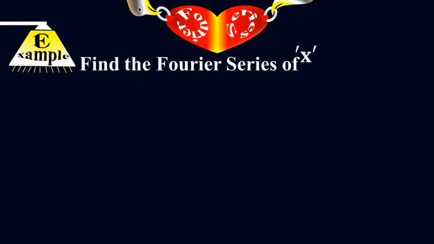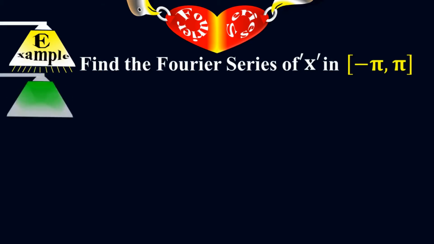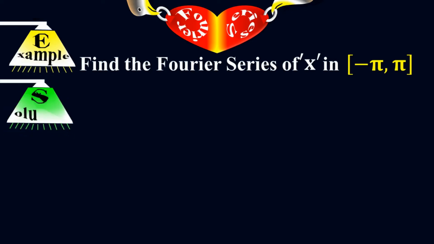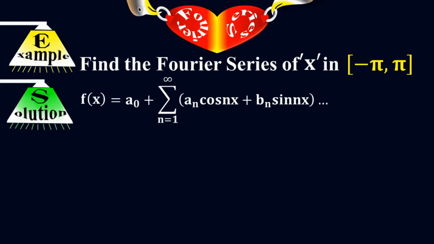Let me solve a problem to find the Fourier series of an odd function. Example: find the Fourier series of x in the interval from minus pi to plus pi. x is my function f of x. Solution: this is my formula for the Fourier series. My given function is x, which is f of x.